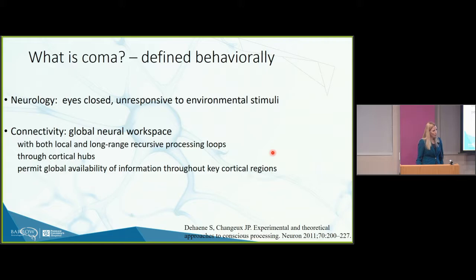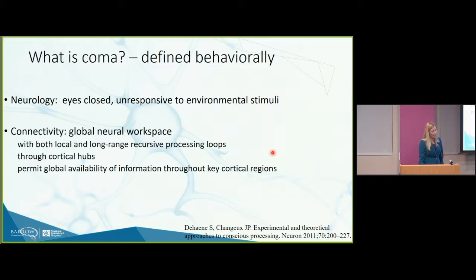And so here's the old definition of coma. Eyes closed and unresponsive to environmental stimuli. If it sounds like a cave woman just got up and said something to you, it's because I did. This is the old definition. If you look at somebody in a coma, they are largely unresponsive and their eyes are closed in general. And so for a long time, that's all we knew about what was going on in the brain: whatever is going on in your brain, it's causing you to not be responsive to the outside world, and your eyes are closed. Okay, great. So what is really going on in coma?